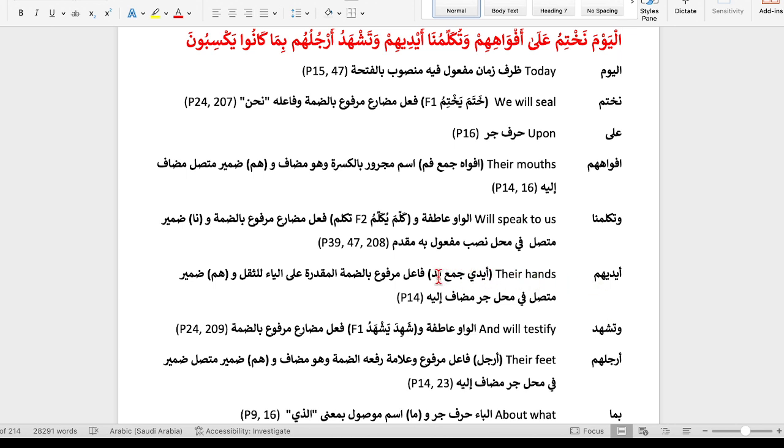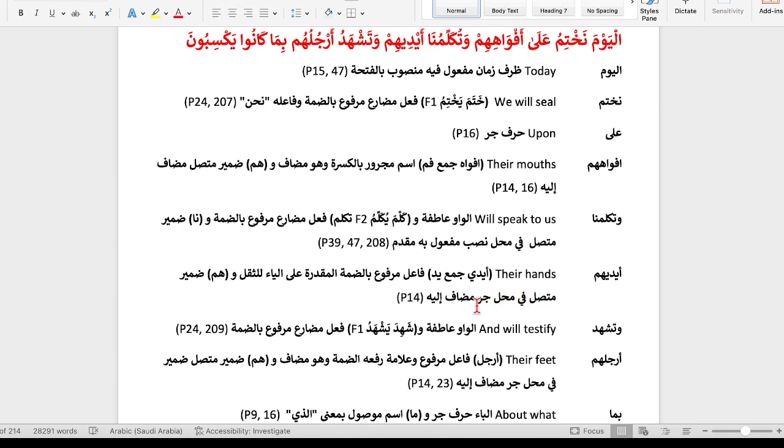So aydi is jama of yadun and is fa'il, marfu bid-damma. Aydi is marfu, but you can't see it. It's bid-dammatil muqaddara alal ya'i lissiqal, because of the heaviness. So there is a damma, but it is not pronounced because of the heaviness. We call it damma muqaddara, the estimated damma here, because the fa'il has to be marfu.